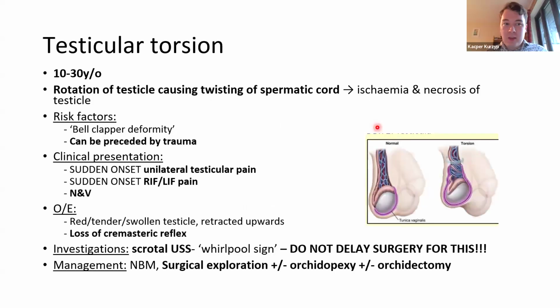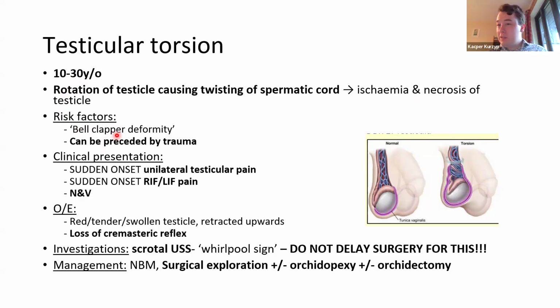So, testicular torsion. Now, your patient will be male, or at least assigned male at birth. In terms of the age, this is the condition of the adolescents or young adults. Again, you're unlikely to see it in the elderly gentlemen. And what happens is you have rotation of the testicle, which causes twisting of the spermatic cord, and that causes ischemia and later on necrosis of the testicle. Now, the risk factors is there is a congenital variant / abnormality called the Bell-Clapper deformity, which puts you at significantly higher risk of developing torsion.